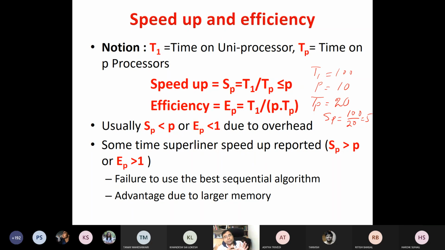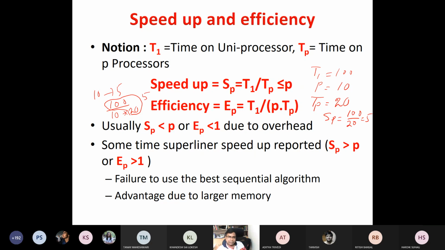You are using 10 processors, getting a speedup of, suppose, 5. Then what will be the efficiency? Efficiency is 0.5. So 10 processors are getting a speedup of 5. If we calculate using the formula, 100 by 10 into 20, this 10 into 20 is the same thing, so this will give you the same 5 by 10.